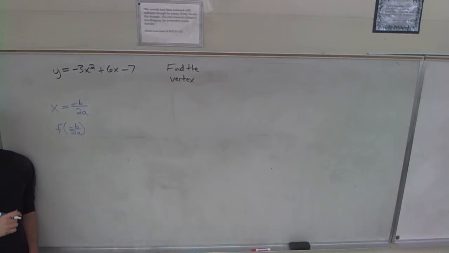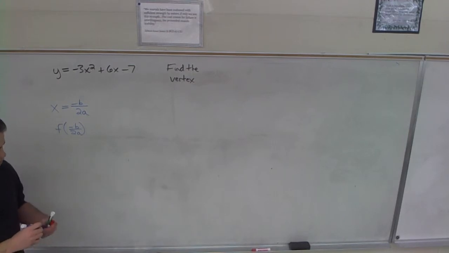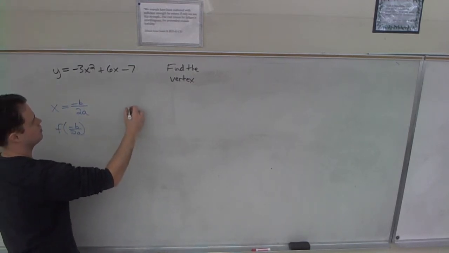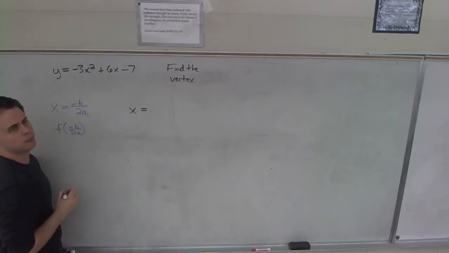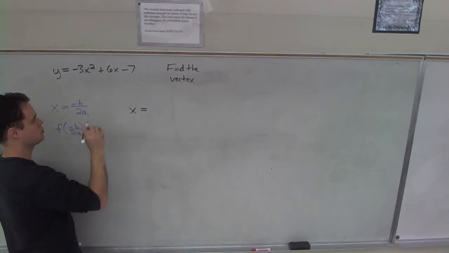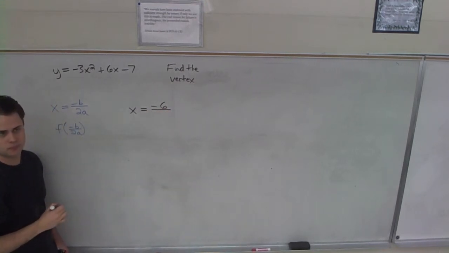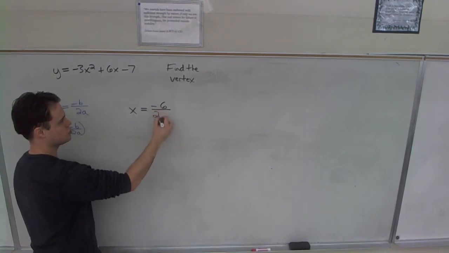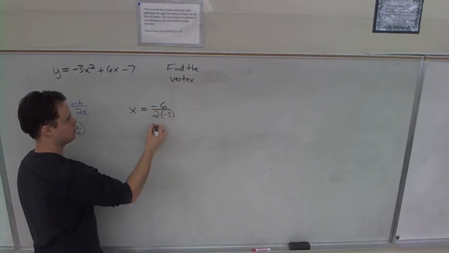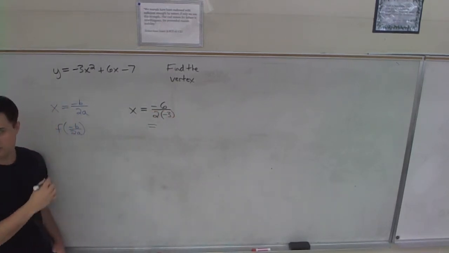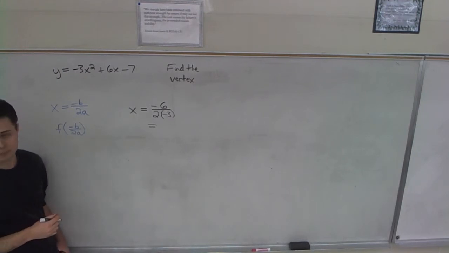So let's do that, and then we'll sketch this graph. We're not going to make it perfect, but we'll sketch it. So where's the vertex for this one, this parabola? We're going to say, all right, x equals, what's b? 6. So -6. What's a? -3. 2 times negative 3. For this parabola, that's negative b over 2a.